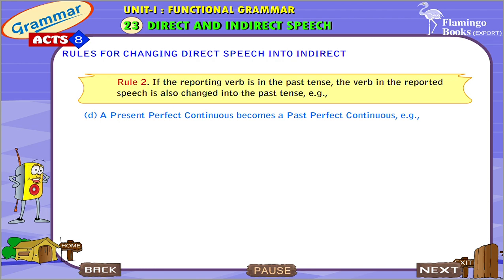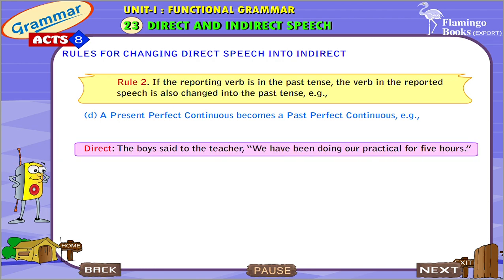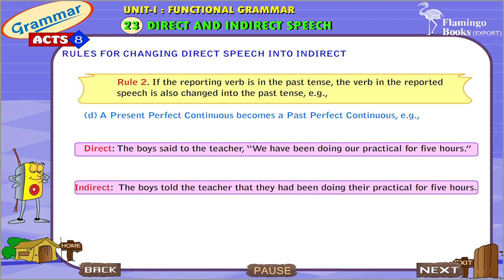Present perfect continuous becomes past perfect continuous. Example: direct: The boys said to the teacher, "We have been doing our practical for 5 hours." Indirect: The boys told the teacher that they had been doing their practical for 5 hours.